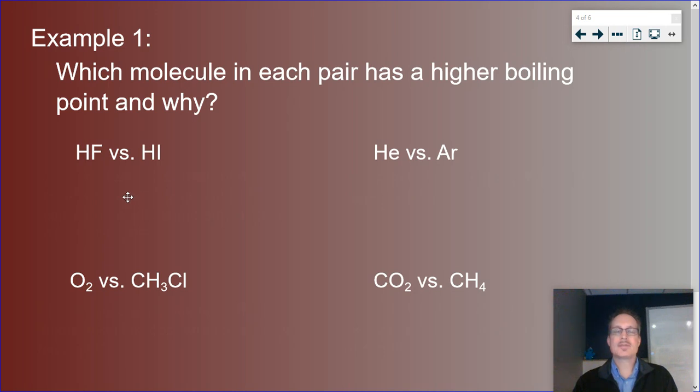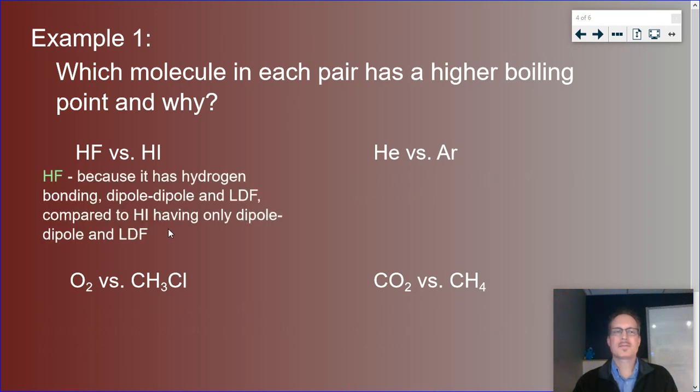Okay, I am choosing HF. If you look at hydrogen fluoride, it has hydrogen bonding, dipole-dipole, and London dispersion forces. Hydrogen iodide only has dipole-dipole and London dispersion forces. Therefore, because HF has hydrogen bonding, right? Because to have hydrogen bonding, you have to be hydrogen bonded to fluorine, oxygen, or nitrogen. It's bonded to fluorine. Therefore, HF has a higher boiling point.